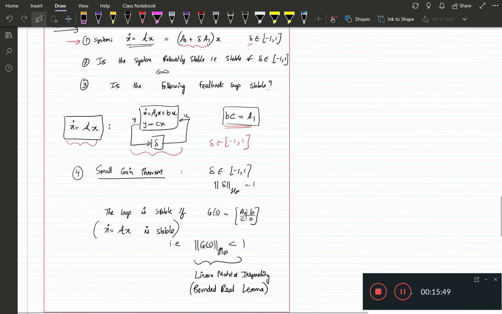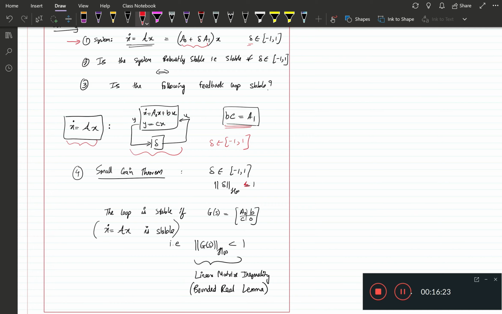Now if we know that delta is between -1 and 1, the H infinity norm of delta is less than or equal to 1, not for all times, but for all deltas. And then the condition via the small gain theorem would be only that this G(s) H infinity norm is strictly less than 1, and this we can test by linear matrix inequalities, or more specifically the bounded real lemma, and this is the idea.